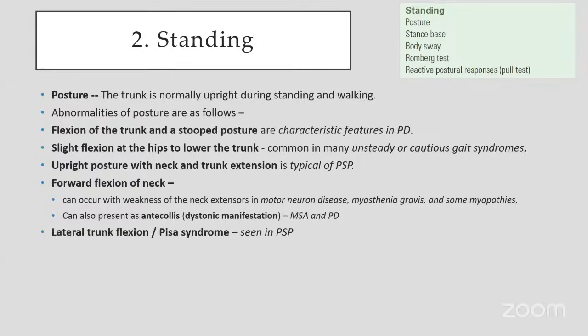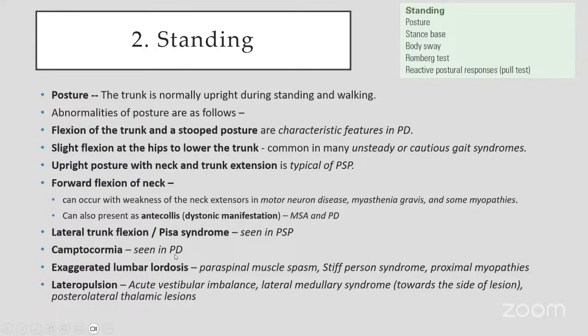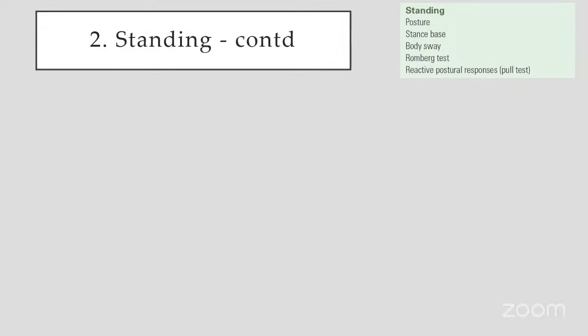This dystonia, lateral trunk flexion or Pisa syndrome, is seen in PSP. Camptocormia, bending of the trunk, is seen in PD. Exaggerated lumbar lordosis is seen in stiff person syndrome, proximal myopathies, and paraspinal muscle spasms. Lateropulsion is mainly seen in acute vestibular imbalance or lateral medullary syndrome, towards the side of the lesion, and posterolateral thalamic lesions also.